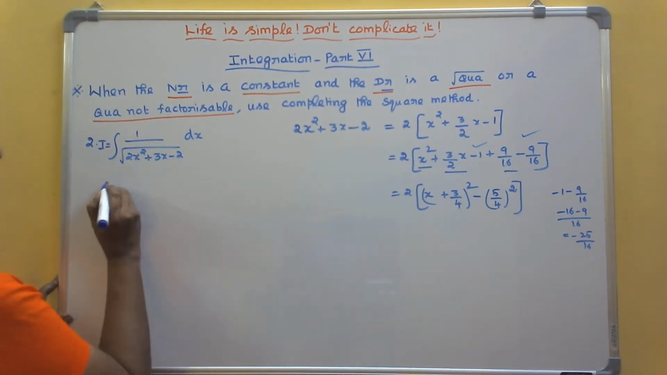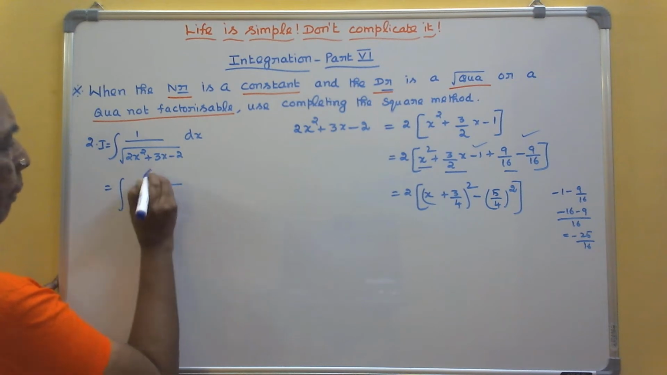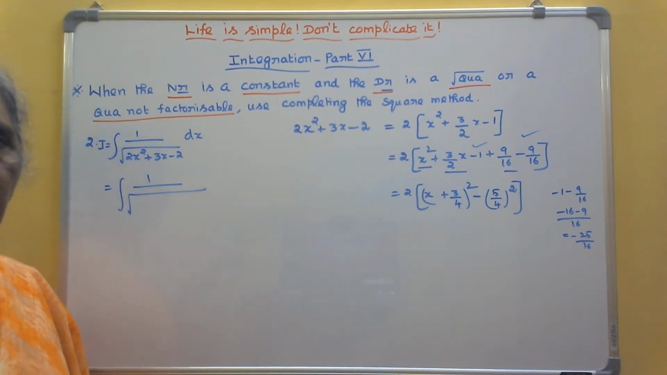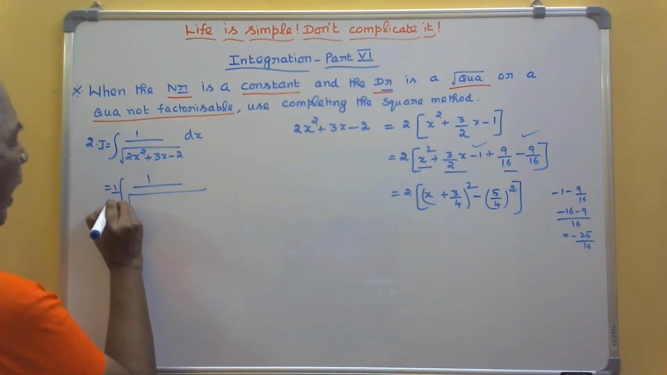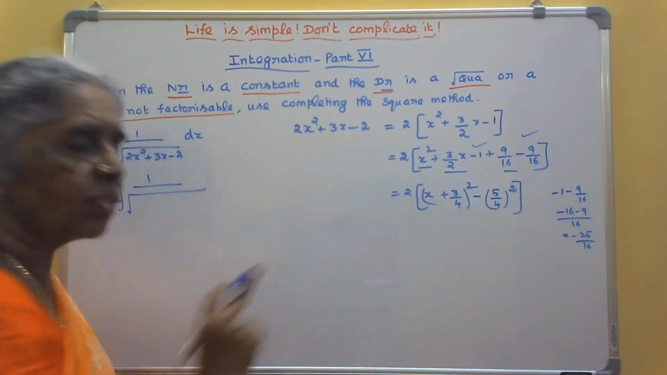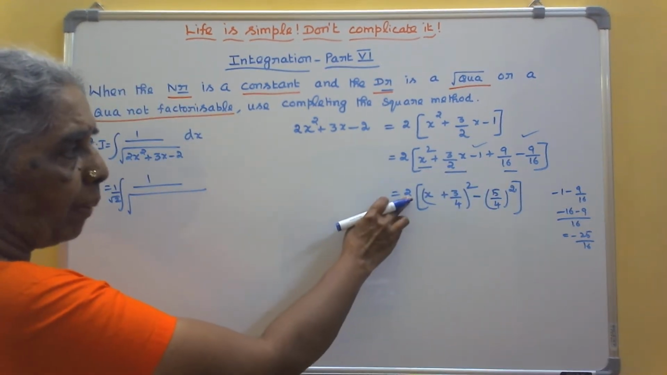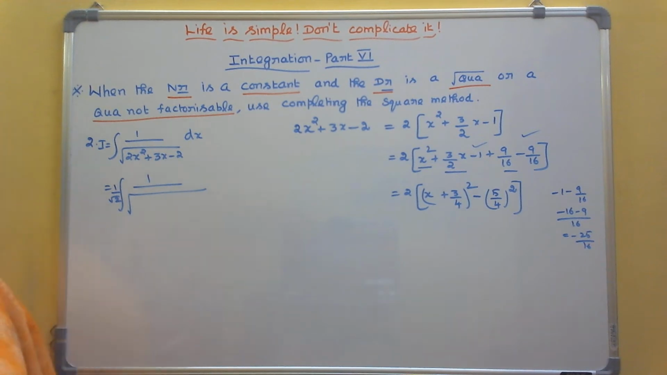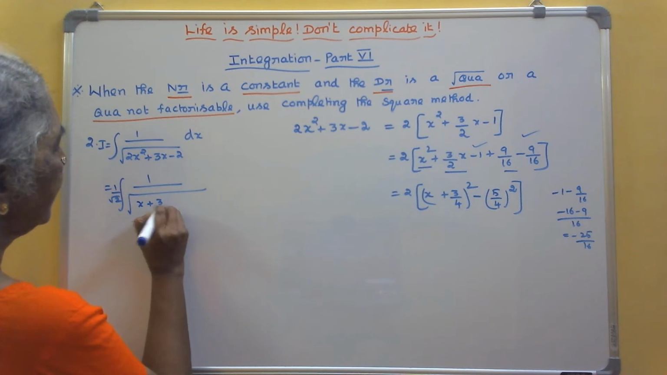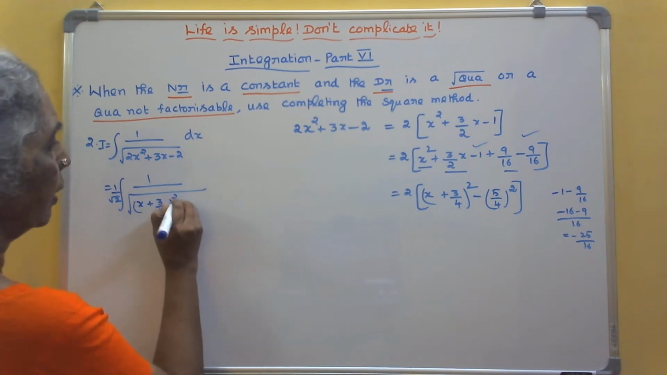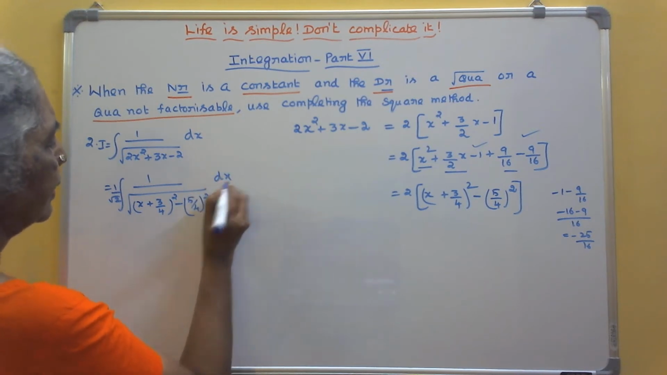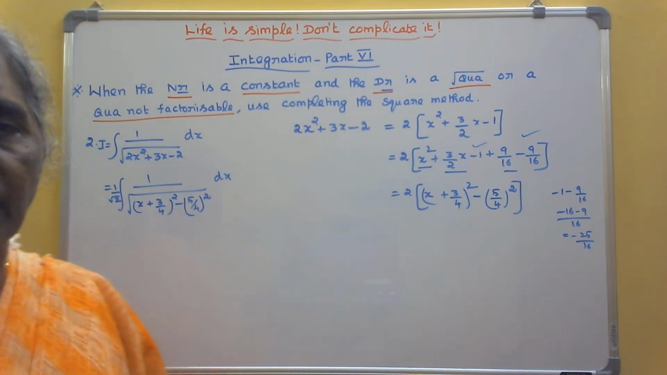Now, let us come here. That is equal to integral 1 by, put a root. Now, this 2 is also within the root. So, I can write outside 1 by root 2. Do you follow? This 2 and this whole thing is within root. So, this number part, I am taking outside the integral as 1 by root 2. So, within root I will now have x plus 3 by 4 the whole square minus 5 by 4 the whole square dx.